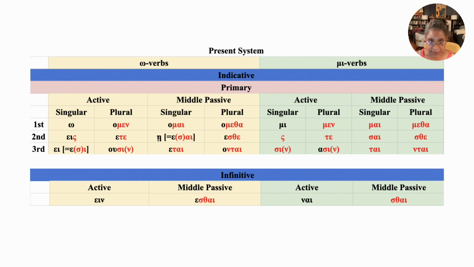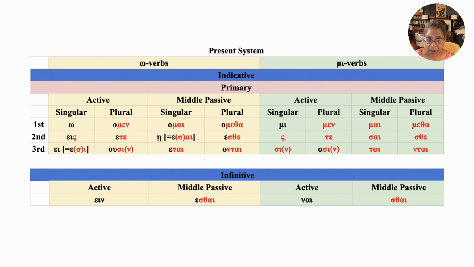And in the plural, it's basically the same, right? The vowels for the omega verbs and no vowels for the mi verbs except for -asi, right? So it's -men, -te, -asi. It's -omen, -ete, -ousi.